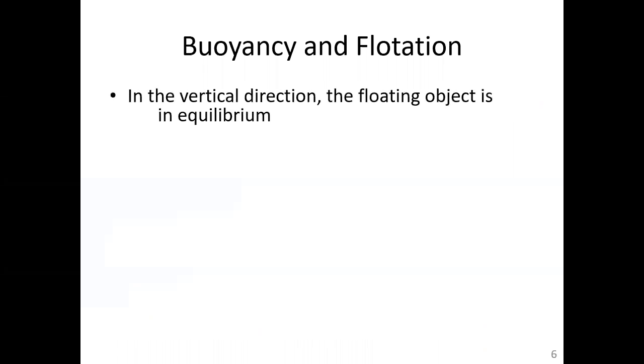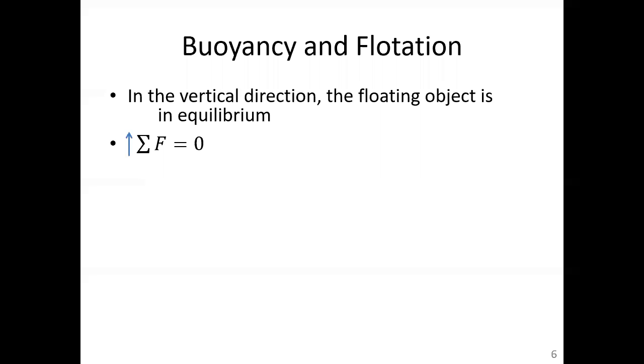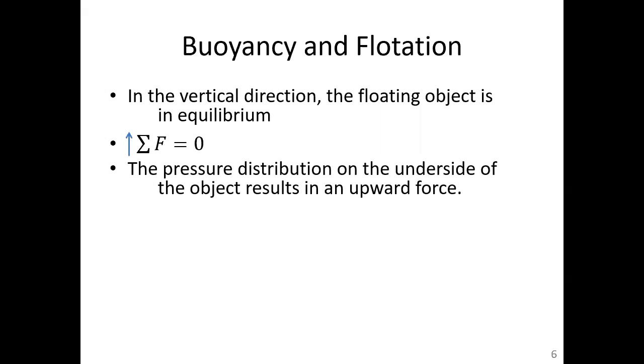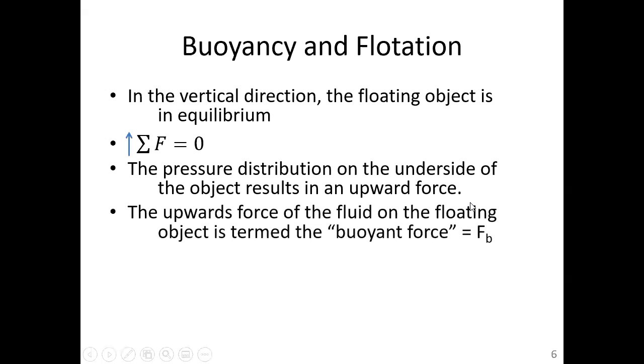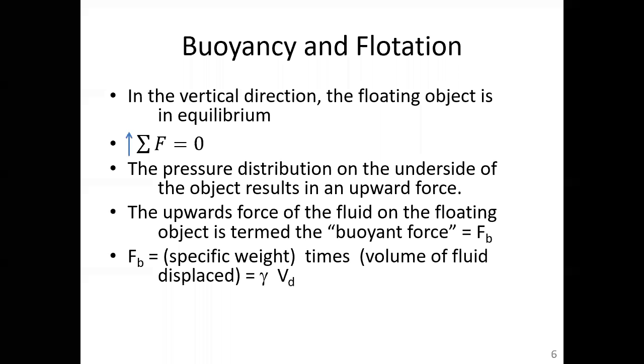In the vertical direction, since this is floating and in equilibrium, we can say the sum of the forces in any direction is 0. In this case, we're going to look at the vertical direction, and again we typically have z positive upwards. The pressure distribution on the bottom that we integrate into a force is called the buoyant force. And in the case of these objects, that buoyant force is the specific weight of the fluid times the fluid volume displaced by the object.